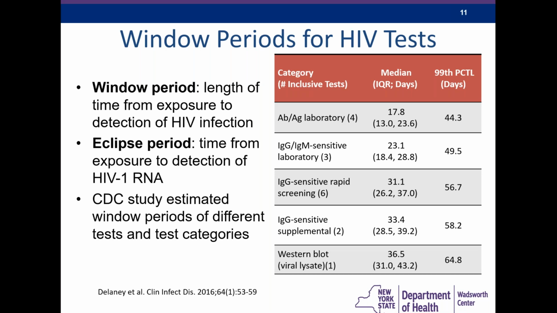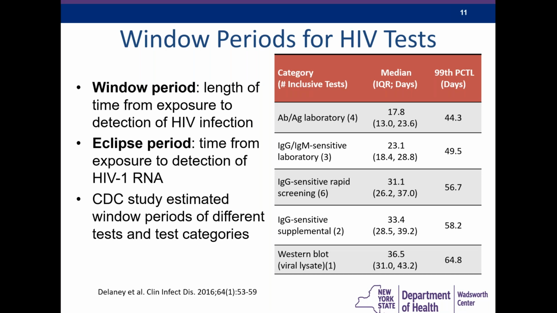So the first thing they had to do was to calculate the eclipse period. This is the period of time from exposure to when the very first HIV test, the most sensitive test, can detect infection. And that is typically an HIV-1 RNA test. This was done using a lot of data and modeling to come up with an estimated eclipse period. Then, using this information from when HIV-1 RNA could be detected, they measured the time when all of the other tests could be detected after that and came up with a range for each type of test.